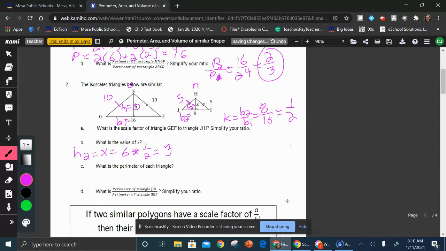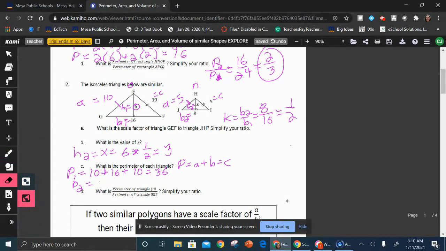Okay, what's the perimeter for each one? Perimeter, we add all the sides together, so A plus B plus C. This is A, this is C, this is A, this is C. Perimeter, remember, is the distance all the way around, so perimeter of the first one is going to be 10 plus 16 plus 10, which is equal to 36. Perimeter for the second one is going to be equal to, sorry, we start with A. So 5 plus 8 plus 5 is going to be equal to 18.